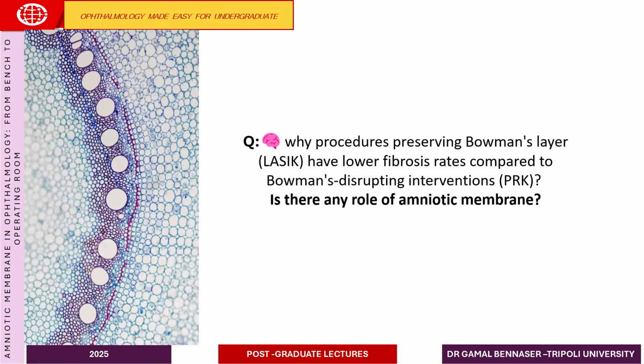One important emerging question for the postgraduate student: why do procedures that preserve and respect the Bowman's layer, like LASIK, have a lower fibrosis induction rate compared to those that disrupt the Bowman's membrane, like PRK? And what is the role of the amniotic membrane in controlling such disruption of the Bowman's membrane, and what is known as the Bowman's-like effect of the amniotic membrane? To answer this question, we have to say a few words about why Bowman's membrane disruption leads to induction of haze and fibrosis in the underlying stroma.